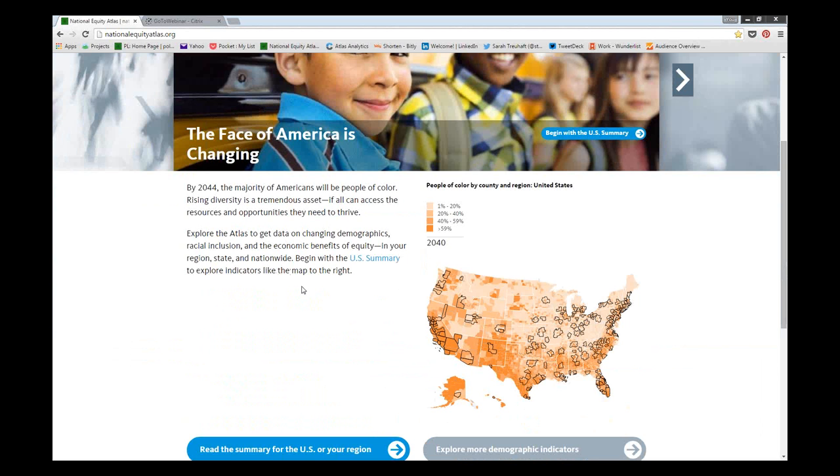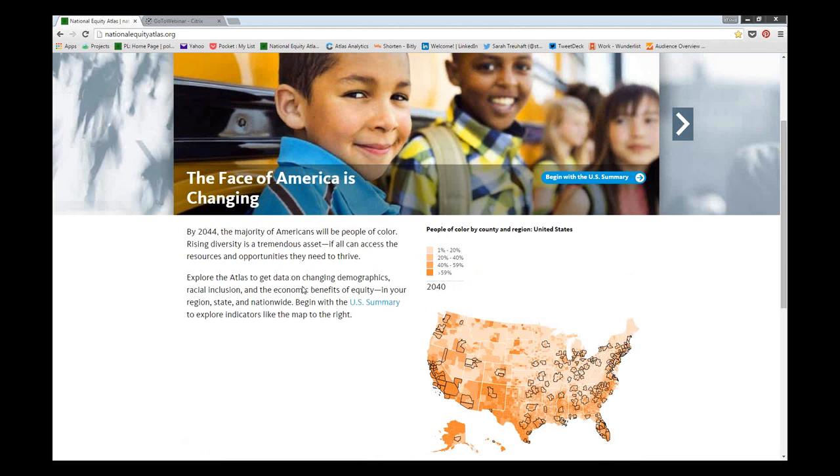Already, more than half of all children in our public schools are of color, and communities of color are driving growth in nearly every community, from the suburbs to rural areas to big cities that have always been diverse. These inevitable demographic changes make strategies to include everyone in our economy and our democracy even more urgent. We say equity is the superior growth model.